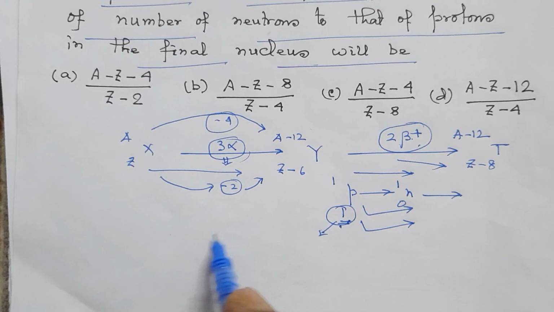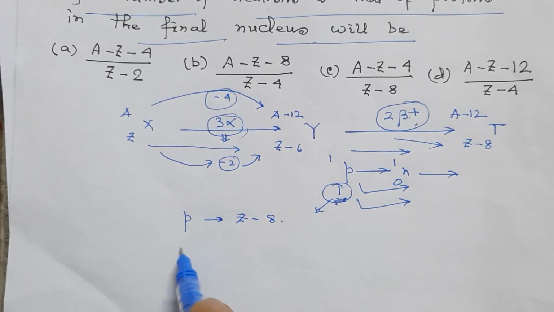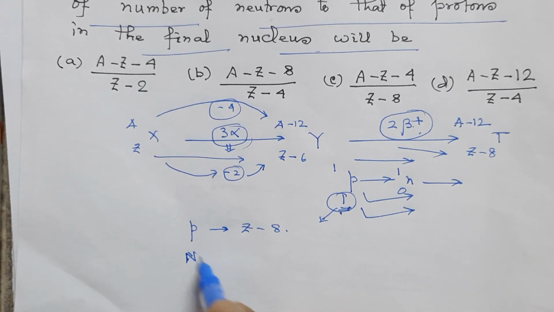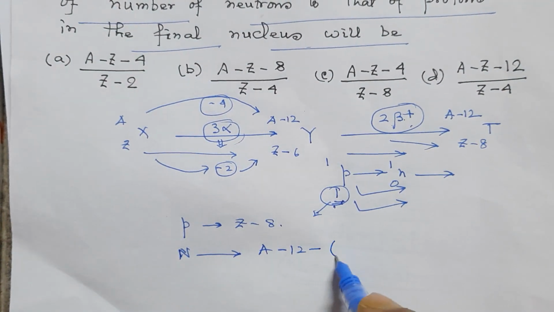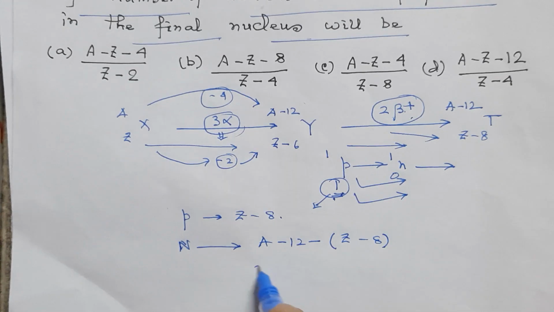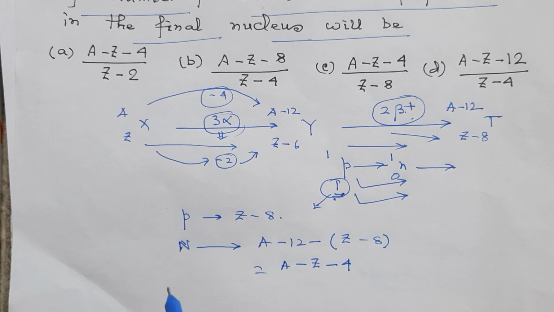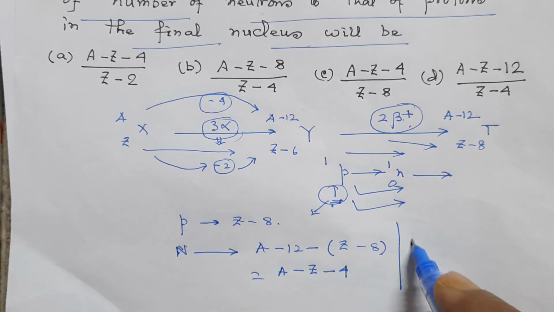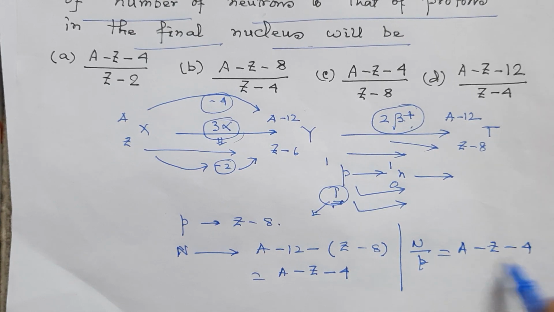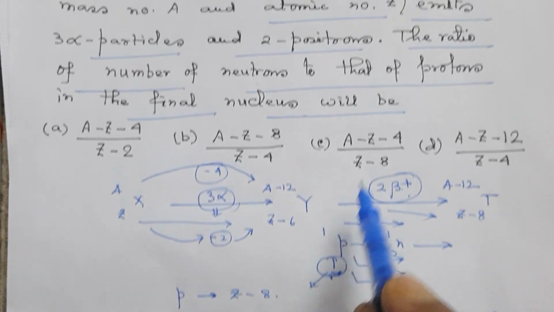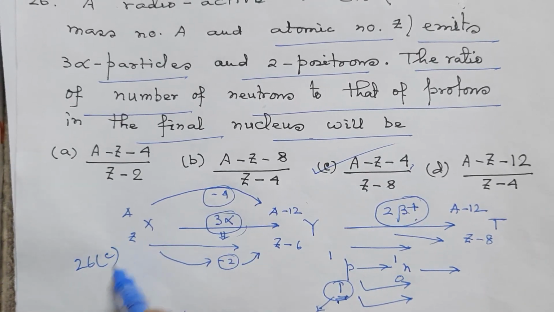Now the protons are Z minus 8. How many neutrons exist? Mass number minus atomic number, that is A minus 12 minus (Z minus 8), which is A minus Z minus 4. So the neutron to proton ratio is (A minus Z minus 4) by (Z minus 8). C is the correct option for question number 26.